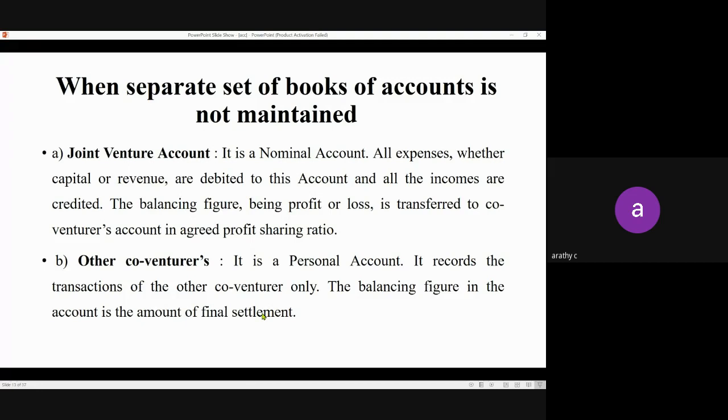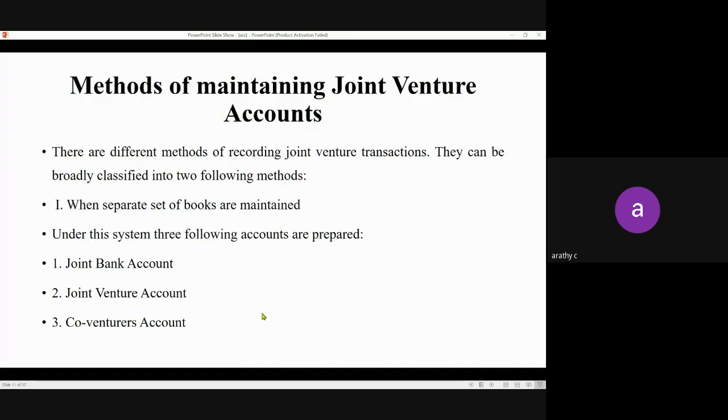So there are mainly two accounts prepared under this method. The first one is the joint venture account, which is a nominal account, and you debit all the expenses irrespective of whether they are capital or revenue, and credit all the incomes. The balancing figure is transferred to the co-ventures account according to their profit sharing ratio. And the second account is the co-ventures account. It is a personal account and it records the transactions of other co-ventures only, and the balancing figure is their final settlement. So these are the two accounts you have to prepare in the case of joint venture.